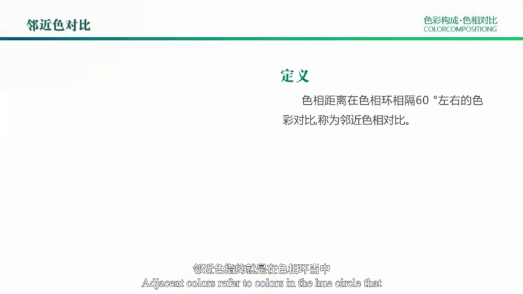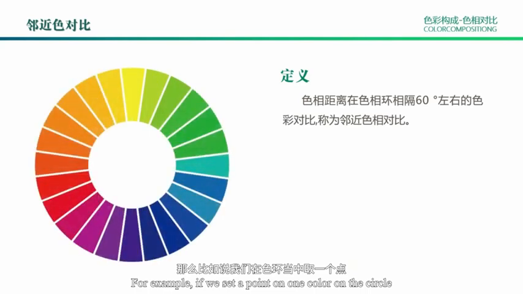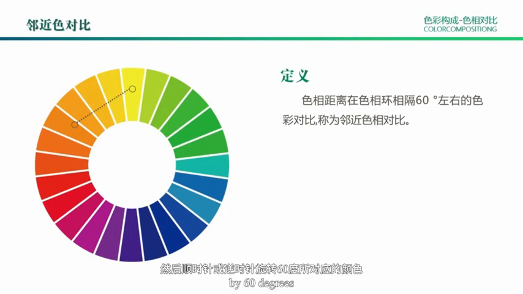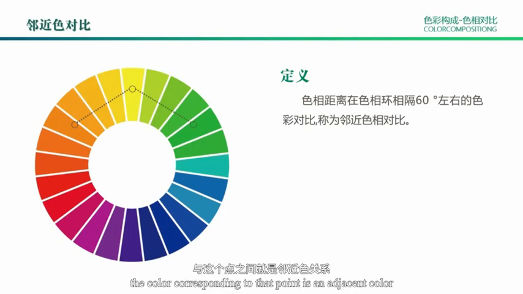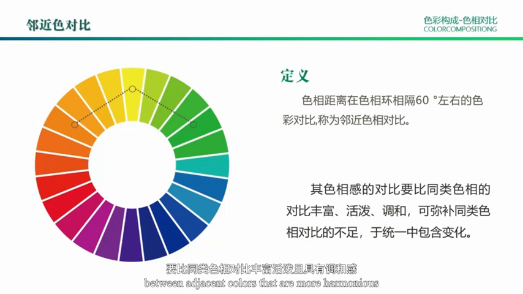So what are adjacent colors? Adjacent colors refer to colors in the hue circle that are about 60 degrees apart. For example, if we set a point on one color on the circle and rotate the circle clockwise or counterclockwise by 60 degrees, the color corresponding to that point is an adjacent color of the original one, due to the rich contrast of color sensation between adjacent colors that are more harmonious than analogous colors.